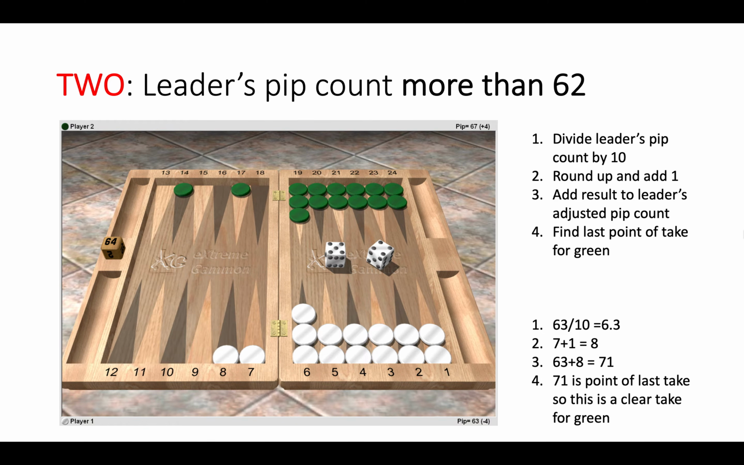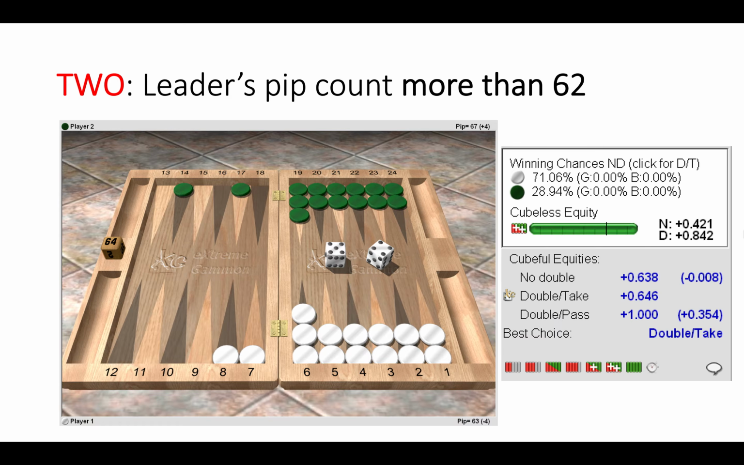So 63 divided by 10 is 6.3. We round that up to 7, add 1, which is 8. 63 plus 8 is 71. 71 is point of last take, and our green has 67.